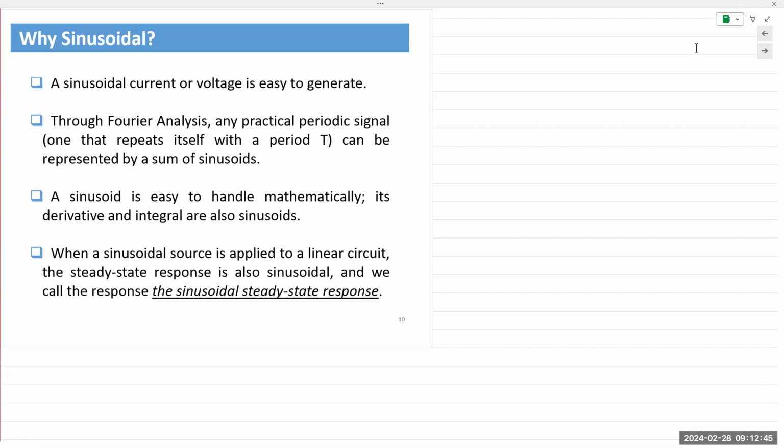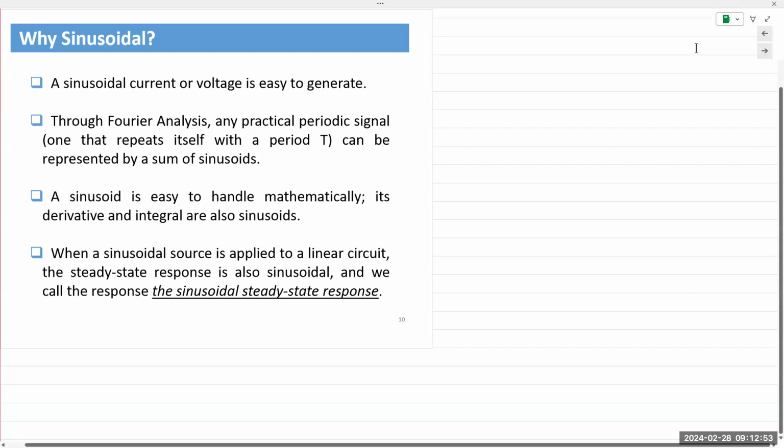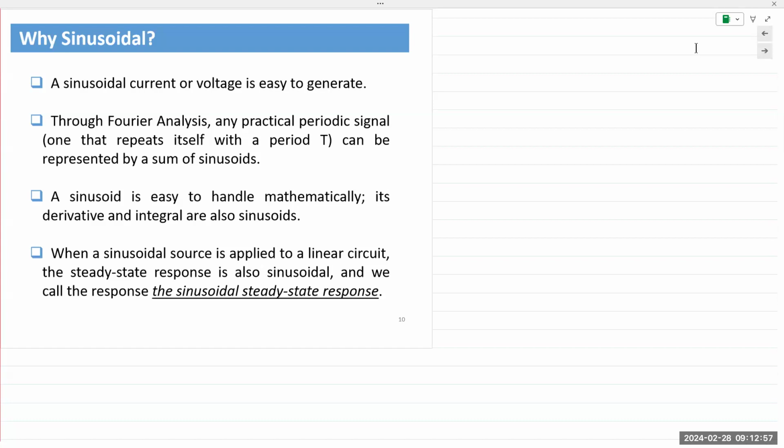And then since we are dealing with capacitors and inductors, we have to perform derivation and integration, solve differential equations. Well, the derivatives and integrals of a sinusoidal waveform are also sinusoidal in nature, right? Sin x and cos x. Derivatives and integrals of sin x and cos x are basically sine and cosine. And so it makes it easier to handle it mathematically.